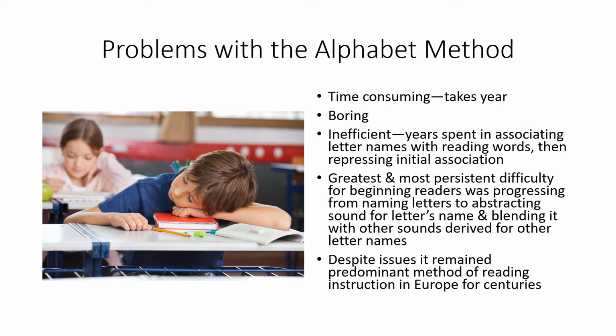And the biggest difficulty for beginning readers was progressing from that stage of naming letters to the stage of abstracting the sound from the letter's name, and then blending it with the other sounds derived from other letter names. That was a very big step, and it was one of the places that the system would fall apart. And despite these issues, it remained the predominant method for teaching reading in Europe for centuries.